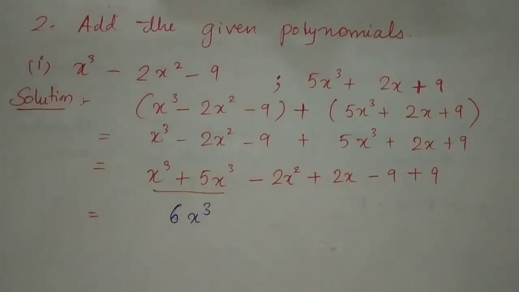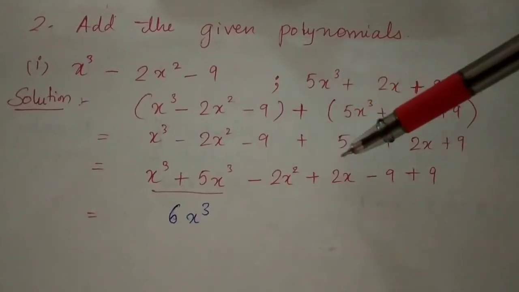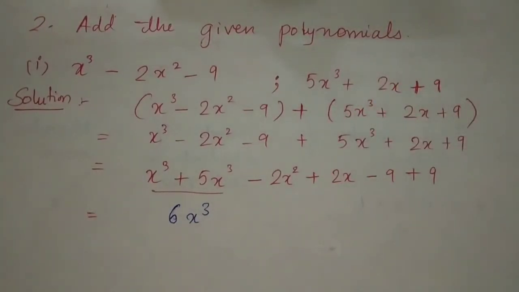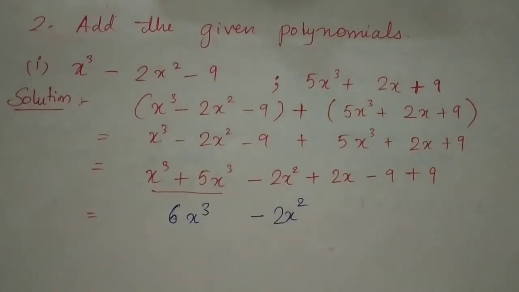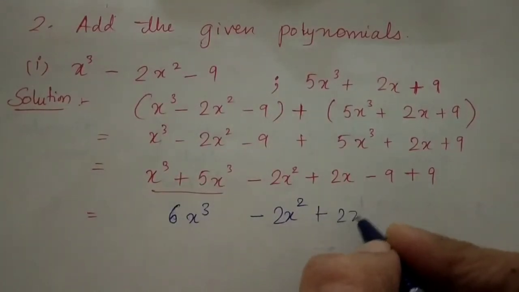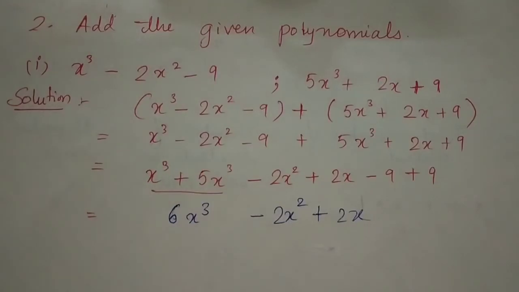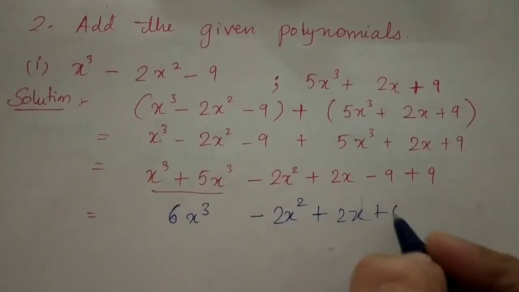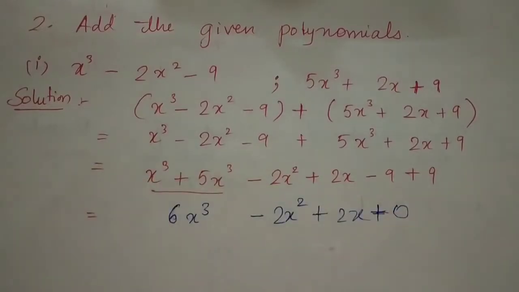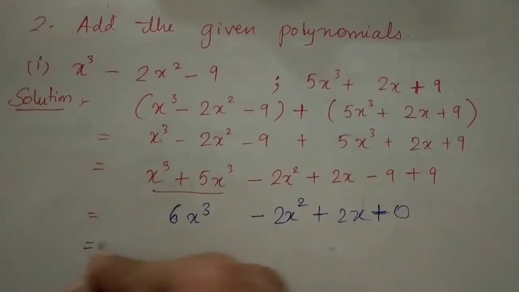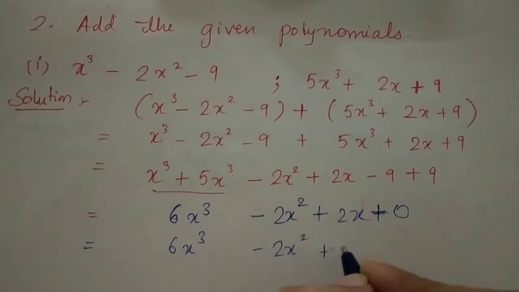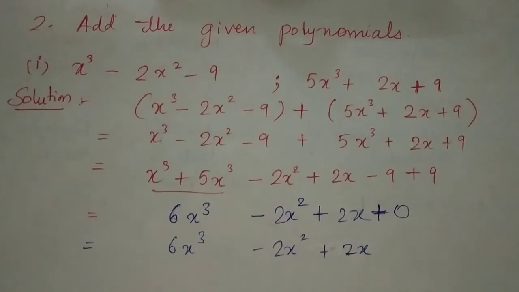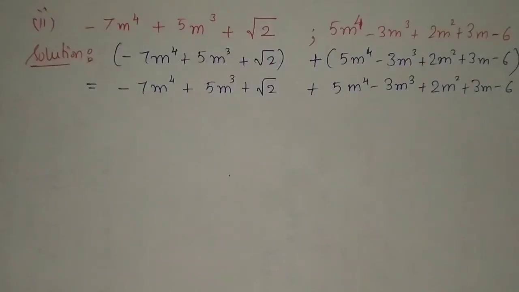Now I have no pair for 2x square, I don't have anything with it, so that 2x square will come down as it is. Similarly there is no pair with 2x also, so 2x also will be copied as it is. And minus 9 plus 9 is 0, so that will be 0. We will write like this. And in the next step we'll rearrange it properly: 6x cube minus 2x square plus 2x. Let us go to the second question.